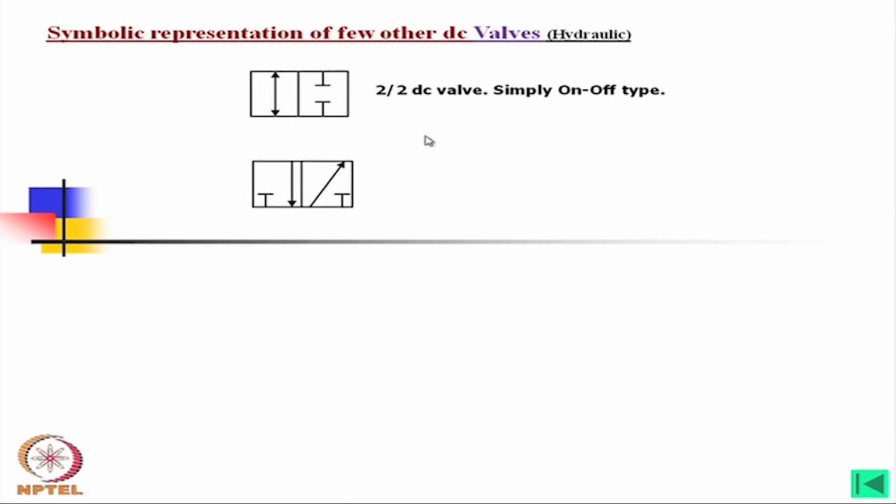Now, if I look into this, what should be its name? So, first we should count how many ways are there, how many ports are there. So, definitely it is 3. Now, as 2 icons are there, 2 blocks are there. So, this must be 3 by 2.